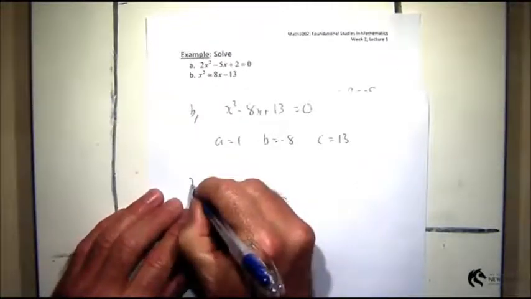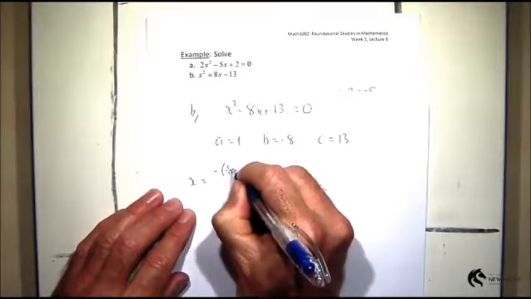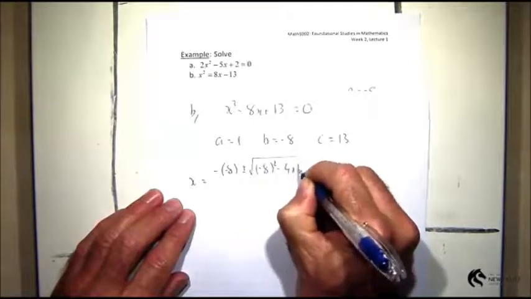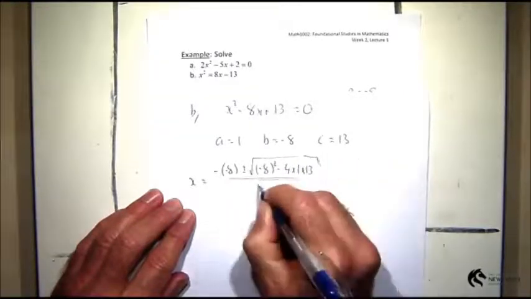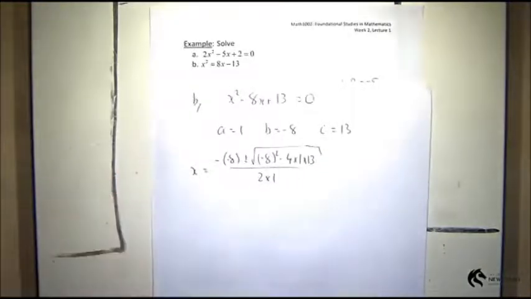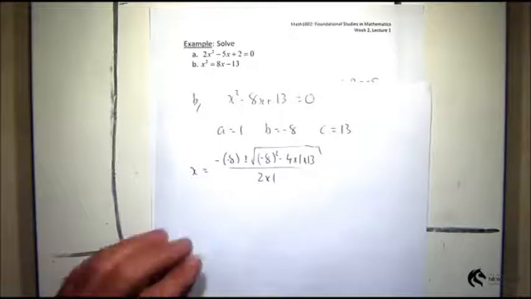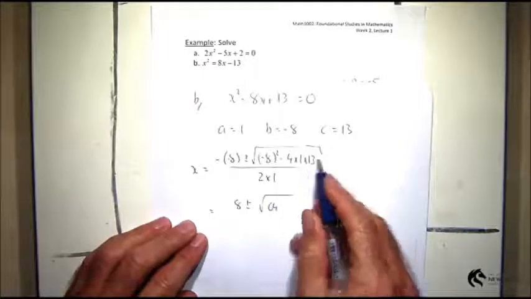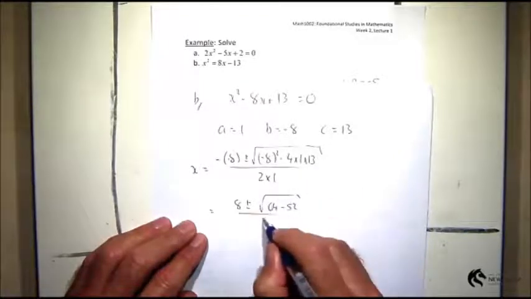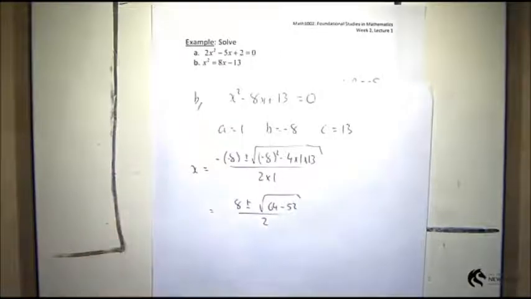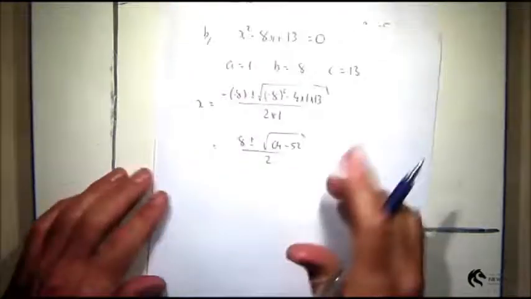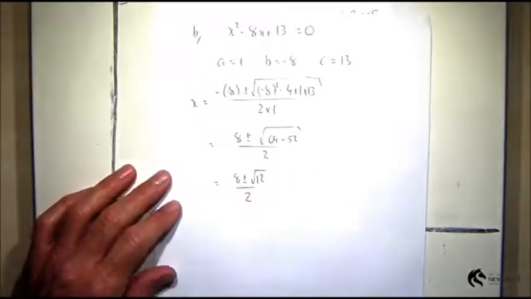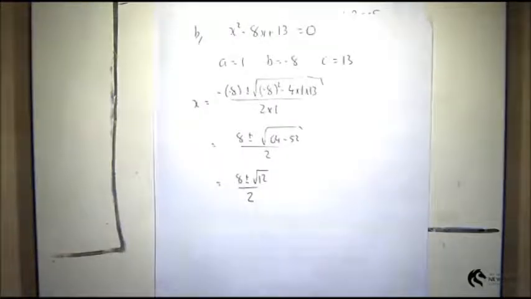And so I have x is equal to negative b plus or minus the square root of b squared minus 4 times a times c, all on 2 times a. This is 8 plus or minus the square root of 64, 4 13s, 40, 52, all on 2. This gives me 8 plus or minus the square root of 12 on 2. And there are my solutions.